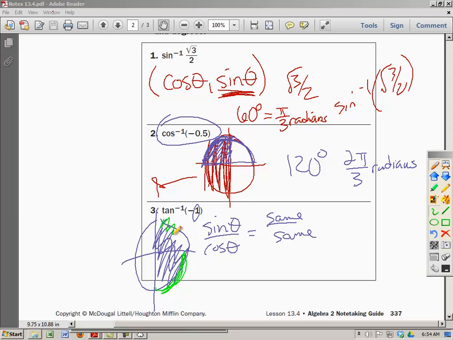Again, if you're up in this region up here, they're both going to be positives, right? It's going to be a positive over positive. So down here, this is to the right, so the cosine is positive, but over here, the sine is negative because it's down. So we want to find a point that's down here someplace that has the same x and y values, all right, just different signs.